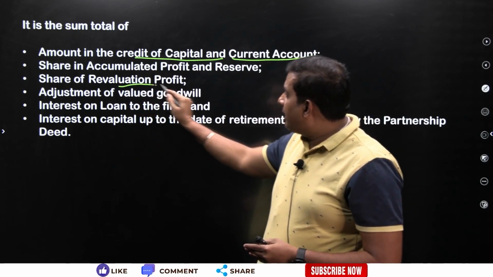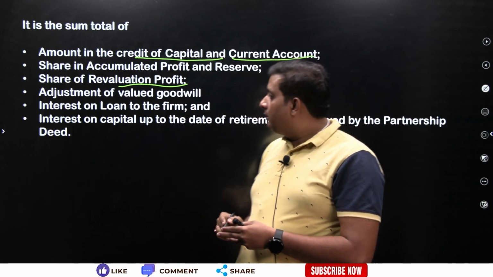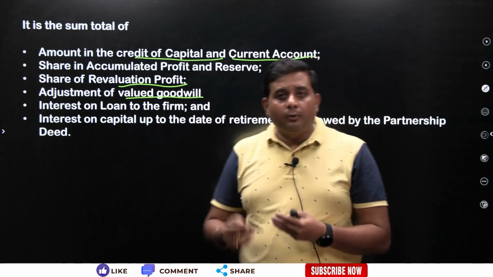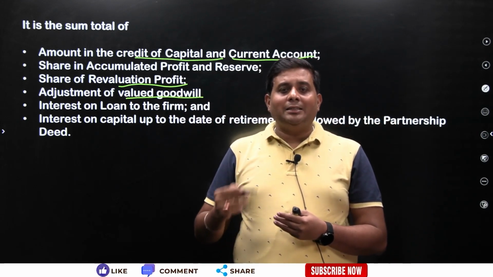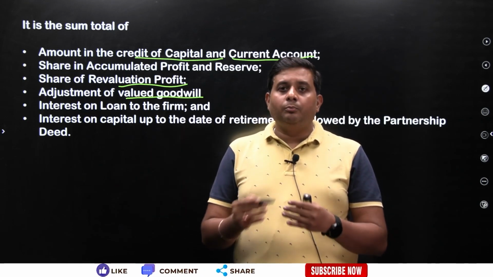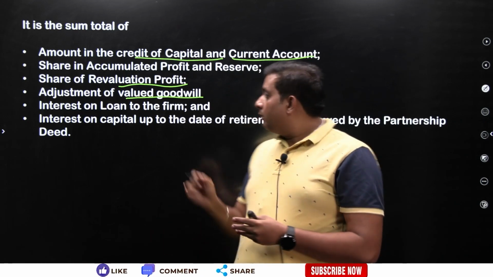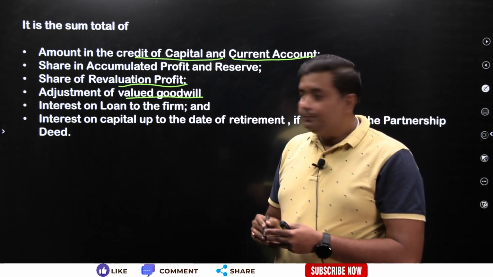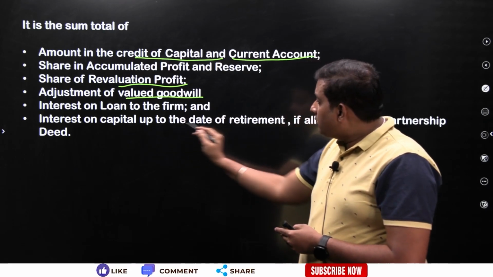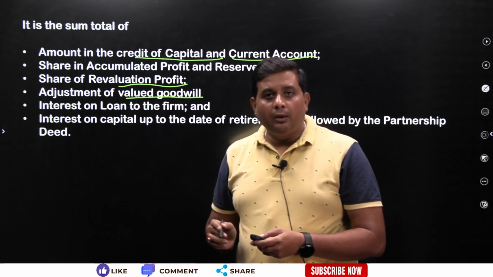Revaluation profit again has to be distributed to the partners on their credit side in their old profit and loss sharing ratio. Adjustment of valued goodwill, because when we are talking about the retirement of a partner, one of the partners is exiting from the firm. So definitely his capital contribution is being adjusted between the existing or continuing partners. So adjustment of valued goodwill has to be made. Next one is interest on loan to the firm. Interest on capital up to the date of retirement, if allowed by the partnership deed, has to be done.